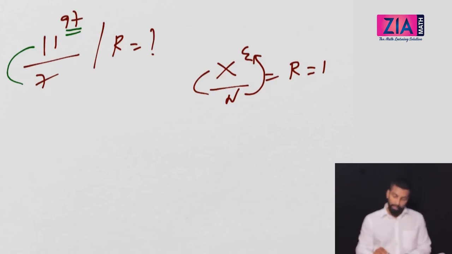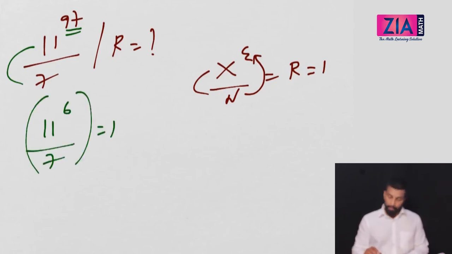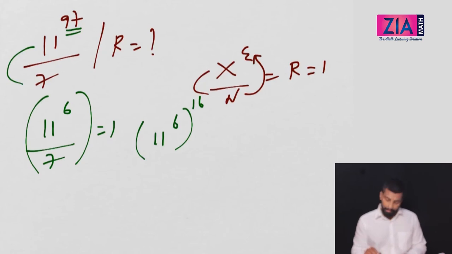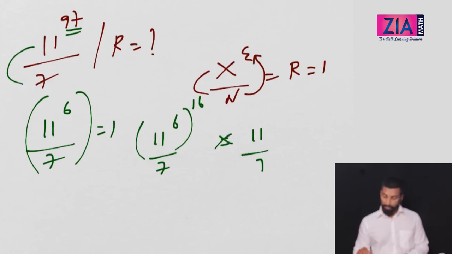What is the Euler's number of 7? 6. So if I write 11 raised to 6 by 7, I get remainder 1. So how many such groups can I make? 11 raised to 6 raised to 16, that is 96. This will give you remainder 1. Then the one group which is left out is 11 by 7. What is your answer? 4 is your answer.